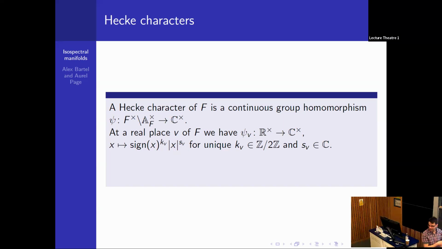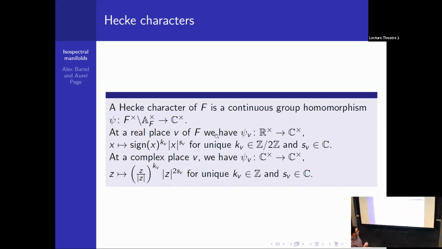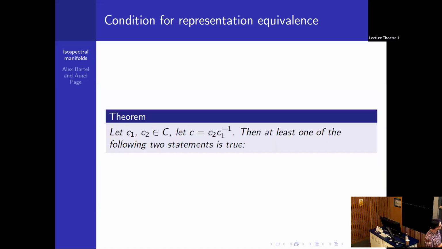So this is a character on R cross. And on C cross, instead of the sign, you take the argument to some power times the absolute value to some power. The reason I'm saying this is that I will refer to these k's and s's shortly, but you don't need to remember their role. Just remember it's something super explicit. You just write down actual functions from R cross to C cross, from C cross to C cross.